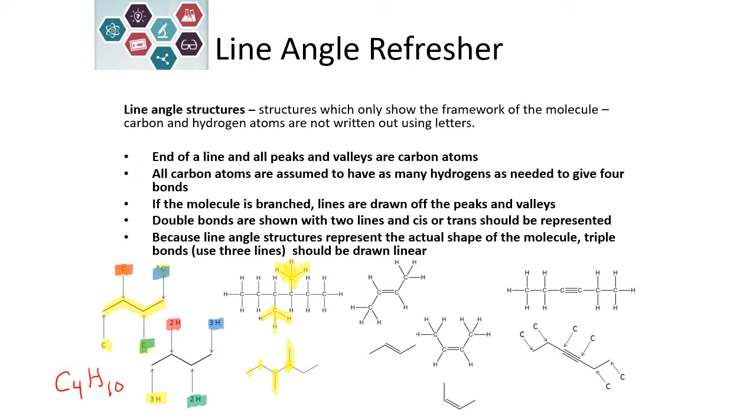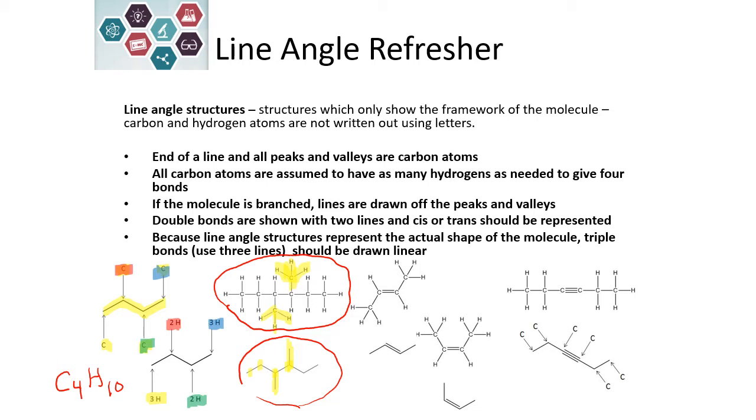Please notice how our structure gets to be much cleaner. Instead of drawing all these carbons and hydrogens out, it becomes a much cleaner structure with those branches drawn as line angle. We also have to represent cis and trans appropriately if we have molecules that contain double bonds.